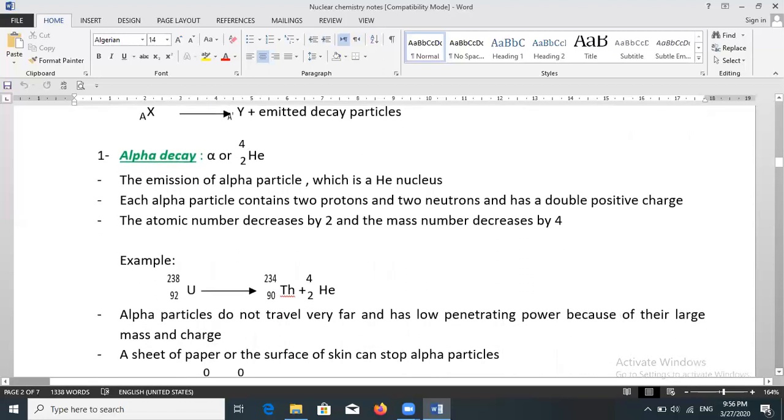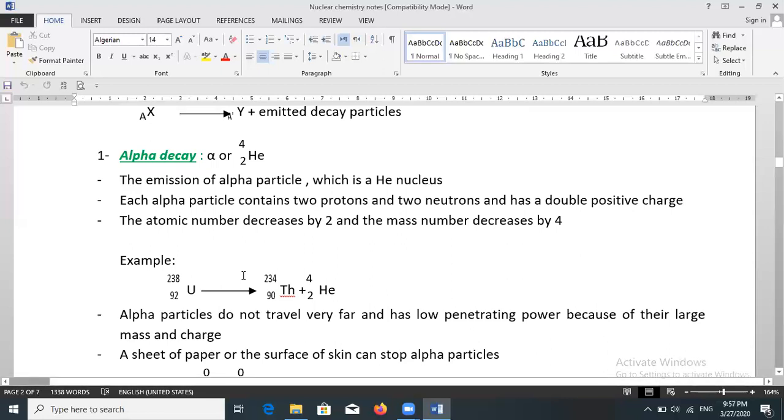Alpha decay. This is the first kind of radiation that we're going to work on. Alpha decay, its symbol is like this, as you see, helium-2, 4. What's helium? This means that all this radiation consists of helium particles.